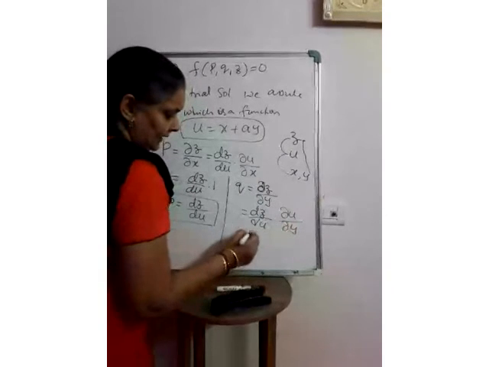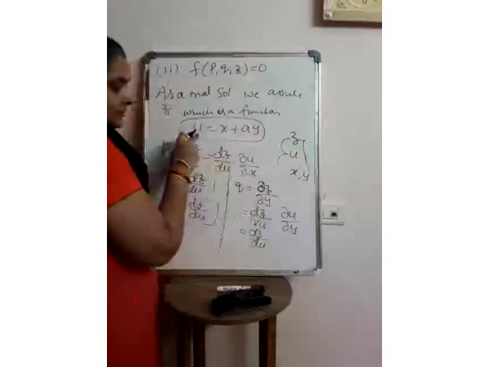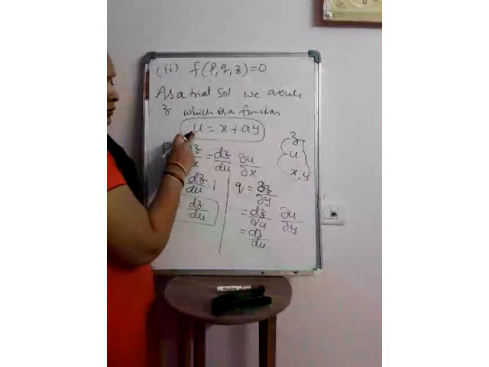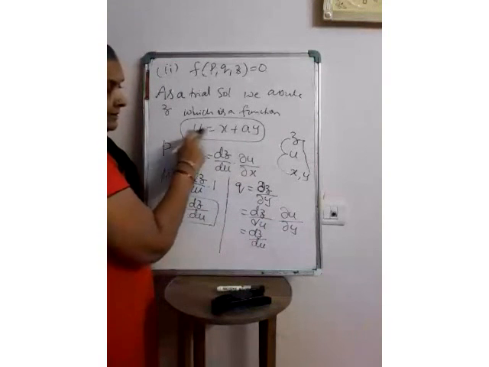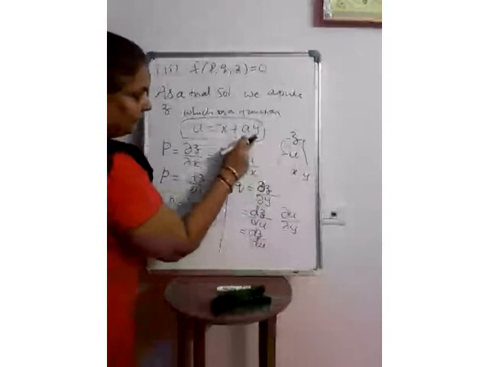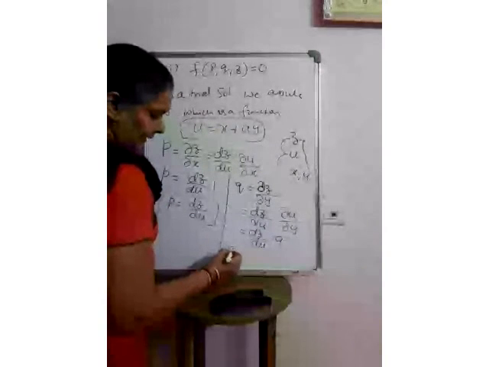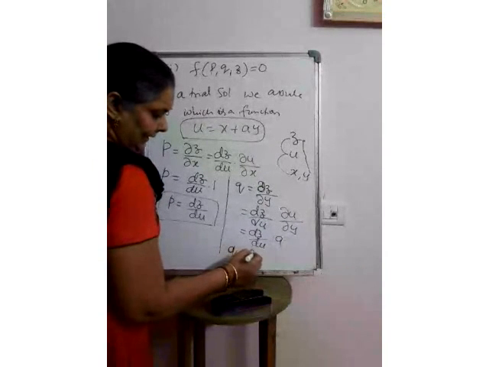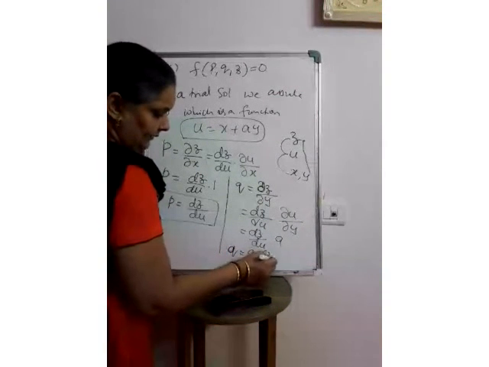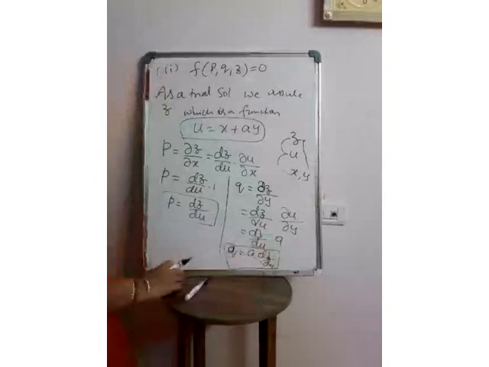So what is the value of ∂u/∂y from this problem? Partial derivative of u with respect to y, keeping x as constant. So x is constant, derivative is 0. So what is the derivative of y here? It is a. So q is equal to a times dz/du. So whenever you come across the value of q in the problem, we replace it by a dz/du.